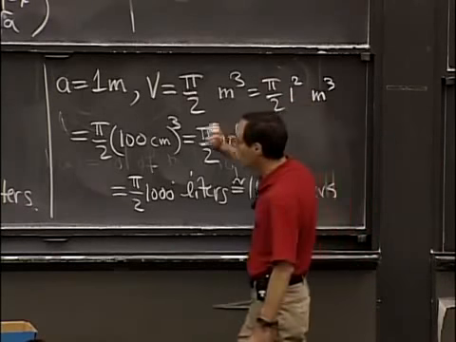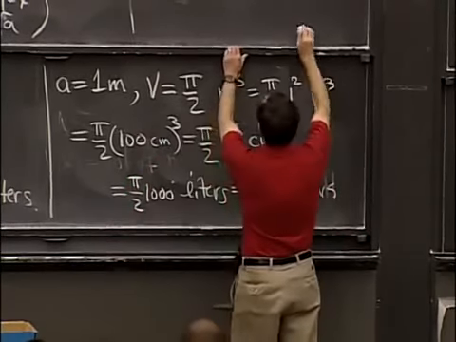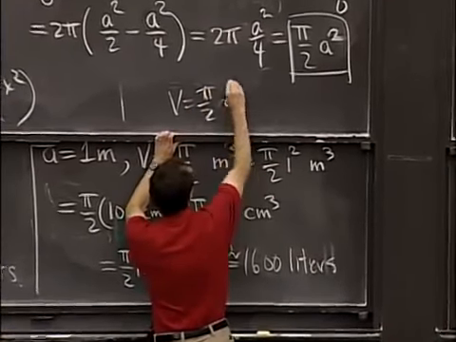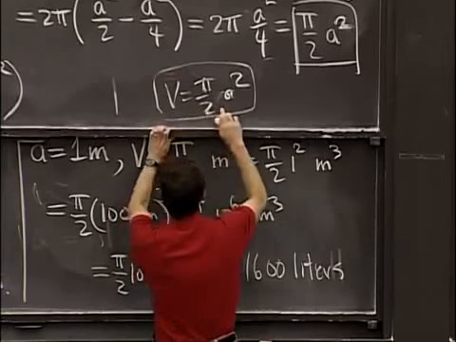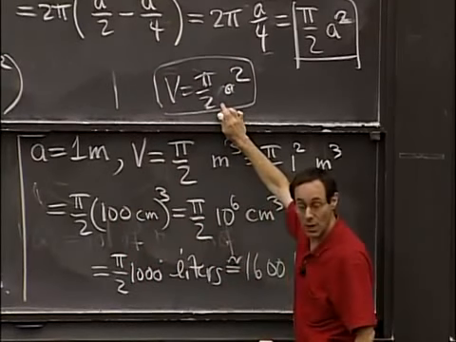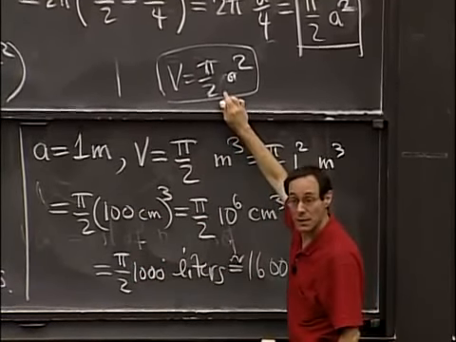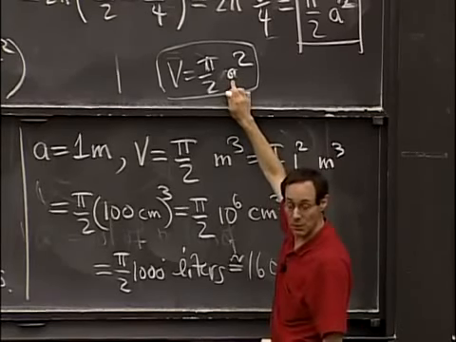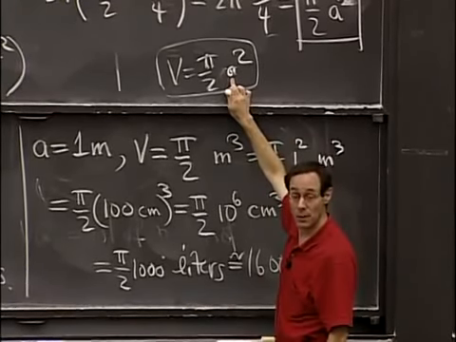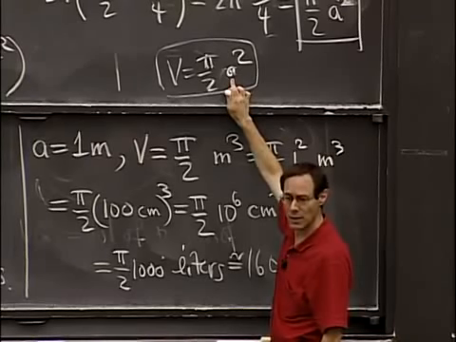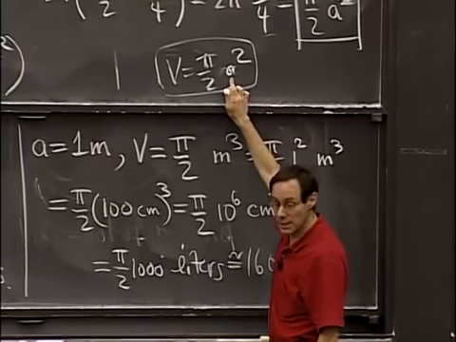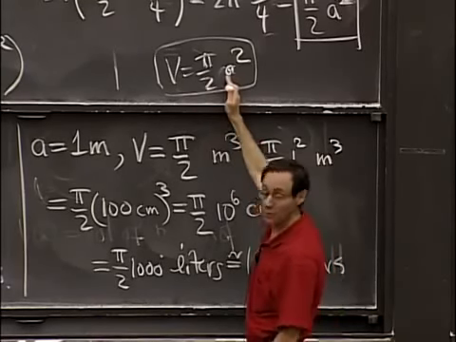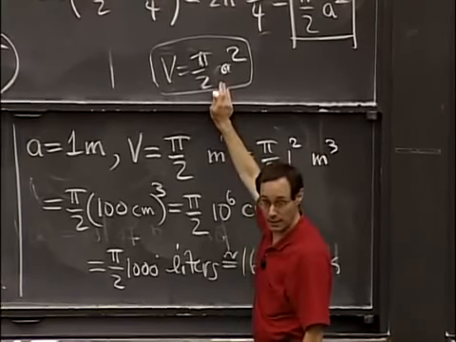So the question is whether the formula V equals pi over 2 a squared is the correct answer to the problem, but it is not consistent in units. If you plug in a equals some number of centimeters, millimeters, inches, and so on, every single time you'll get a different answer, and they're all inconsistent. In other words, this formula violates scaling.